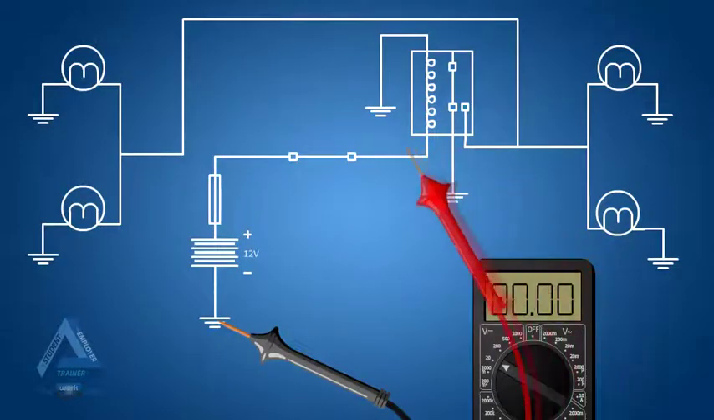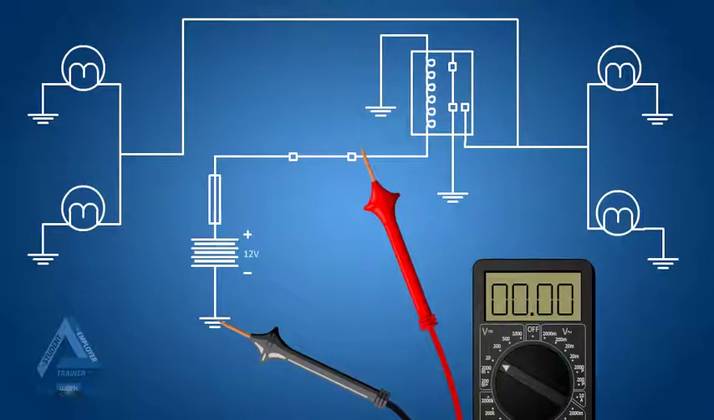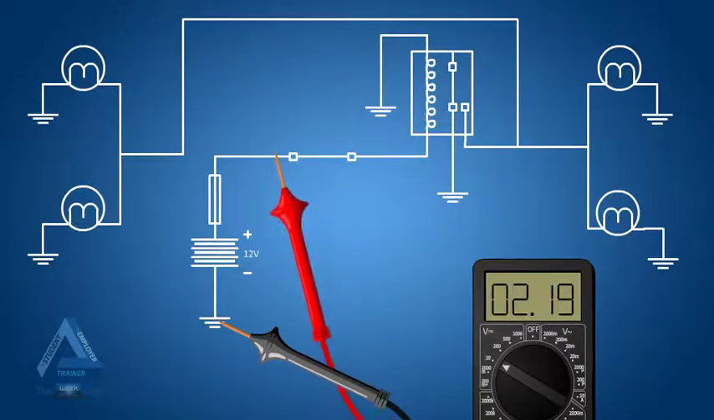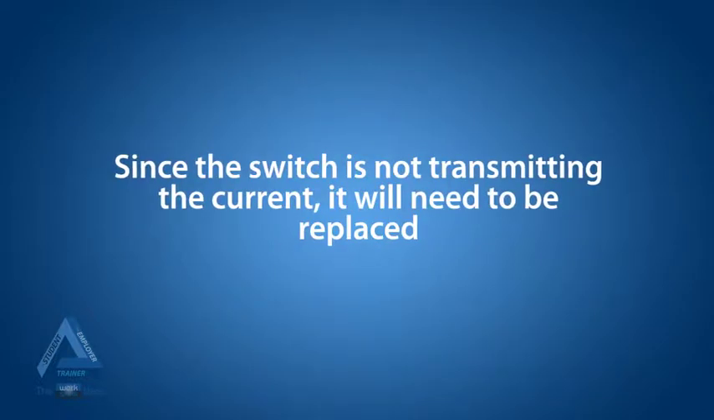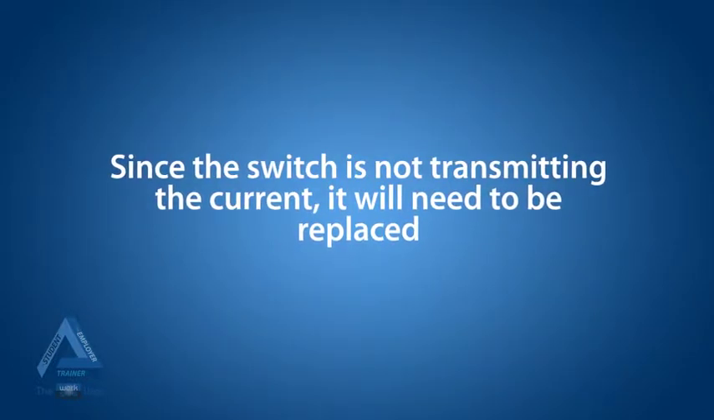We should now take a reading from before the relay switch. Since we are still not getting a reading, we should take a measurement from before the switch. The multimeter has now got a reading of 12 volts. This means that since the switch is not transmitting the current, it needs to be replaced.